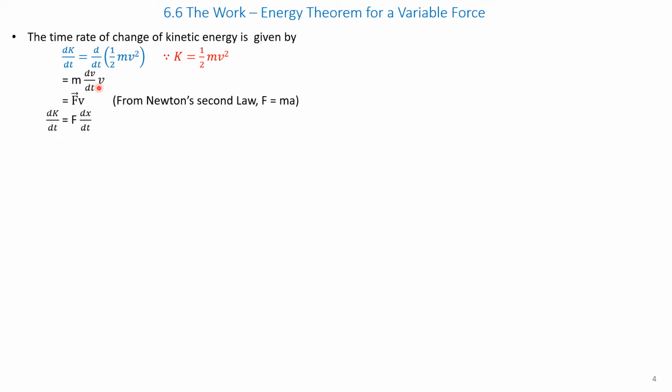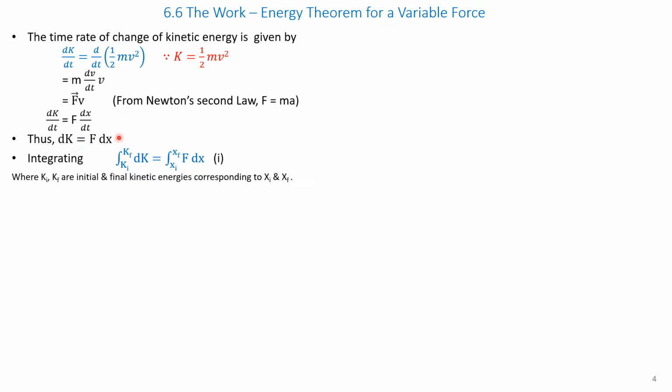Therefore, we can write m into dv by dt as F, that is F is equal to ma from Newton's second law, and v is the speed, which can be written as dx by dt. Therefore, the right hand side is F into dx by dt. Thus, dK is equal to F into dx.